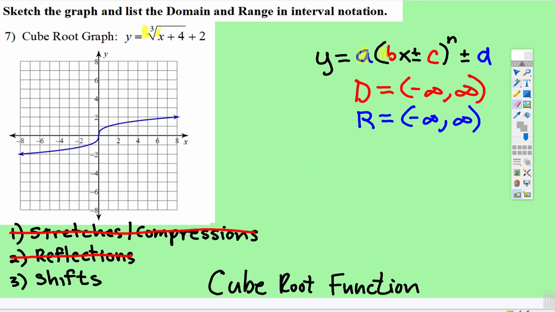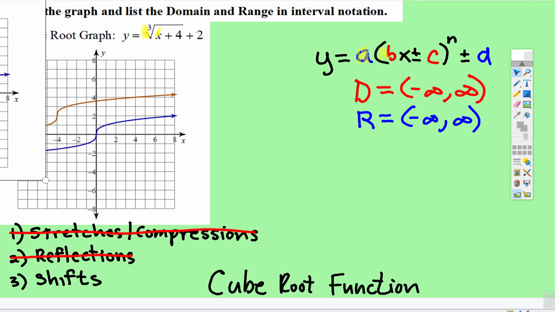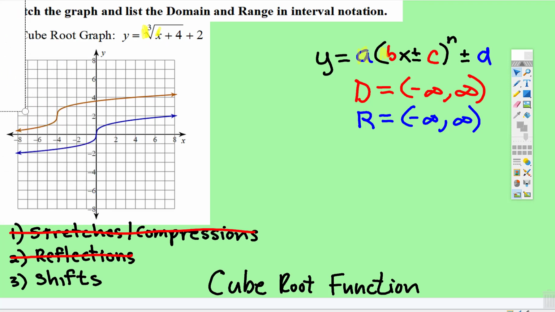So we're going to take this graph and we're going to shift it. So this point right here gets shifted to -4, and then the vertical shift gets moved up too. And then that graph is going to look something like that. But let's go ahead and take a look at what it does look like. There we go, just like that. And the domain and range we've already listed. All right, that's it for this one.